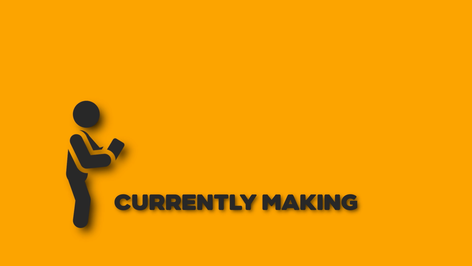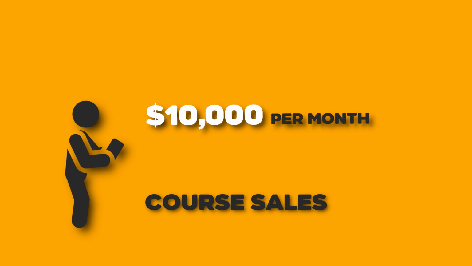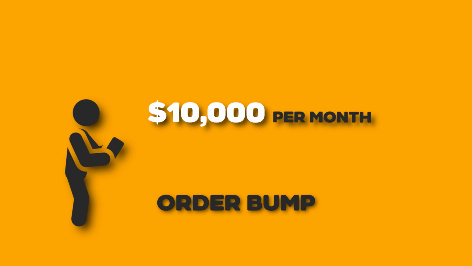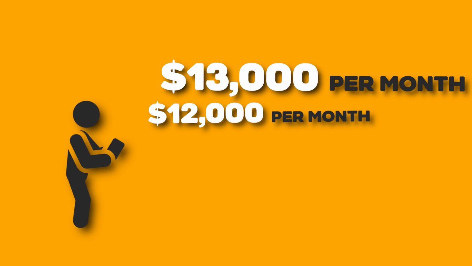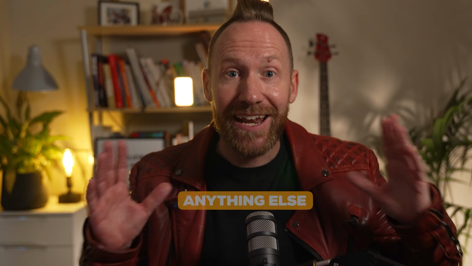your bottom line. To put this in perspective, imagine that you're currently making $10,000 a month from your course sales. By adding an order bump, you could potentially increase that to $12,000 or maybe $13,000 per month. And that is an additional $22,000 to $30,000 per year without having to create an entirely new product or find new customers or build a bigger audience, anything else.